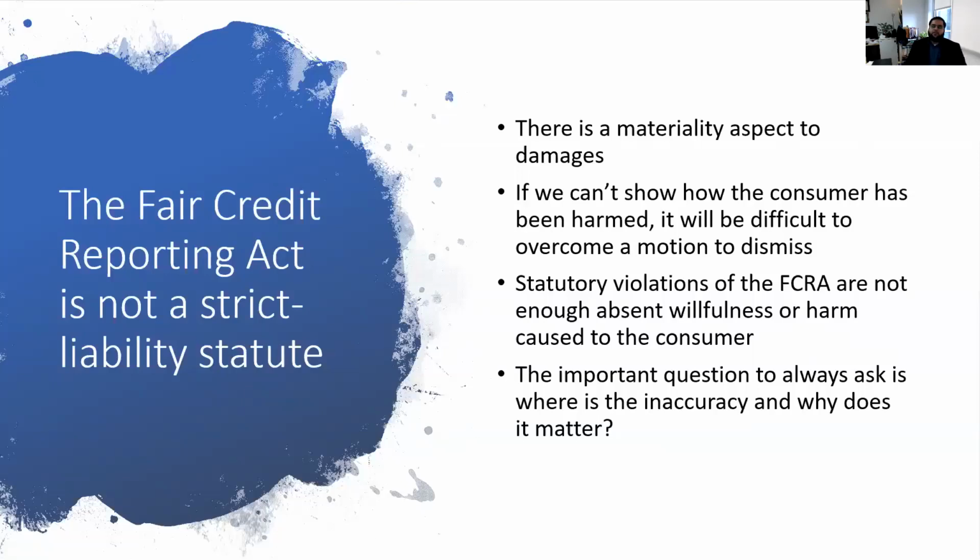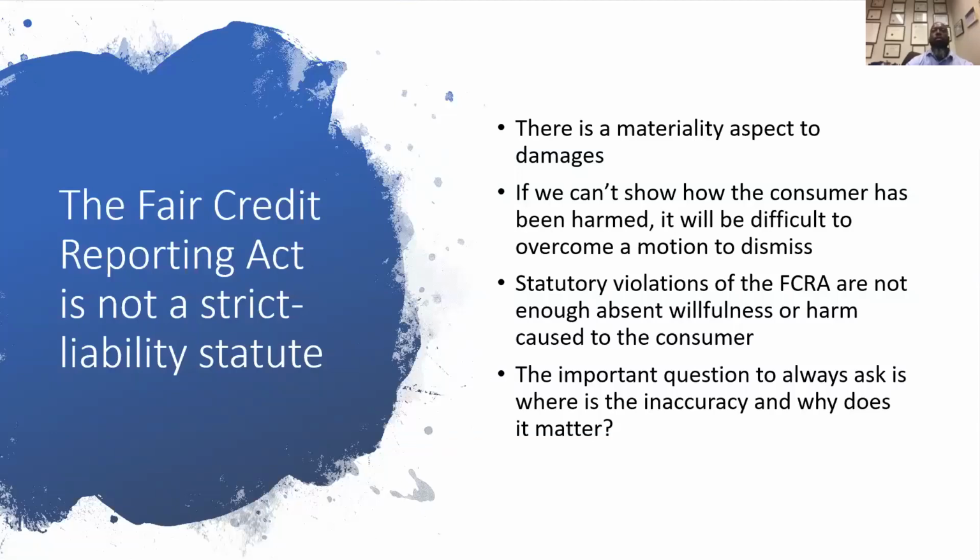Willfulness is usually established by providing the credit reporting agency a lot of notice of what is going on, notice that your rights are being violated. You have the opportunity to send dispute letters to the credit reporting agencies to provide them notice, and that triggers the responsibility by the credit reporting agencies to conduct reinvestigations as required by the law. So it's really important to remember that there's a materiality aspect to damages under the Fair Credit Reporting Act. It's not a strict liability statute. If we can't show how the consumer has been harmed, it will be difficult for us to overcome a motion to dismiss. We can continue on.